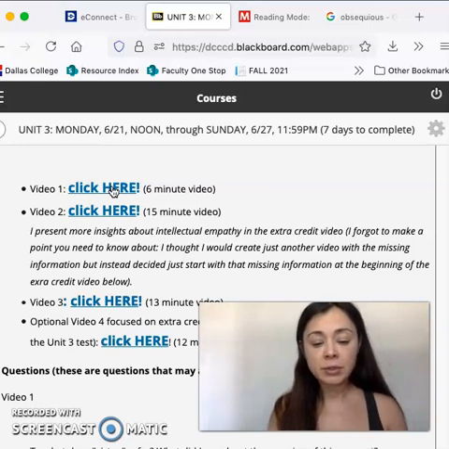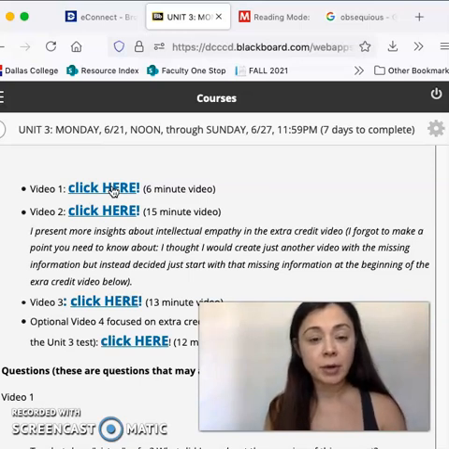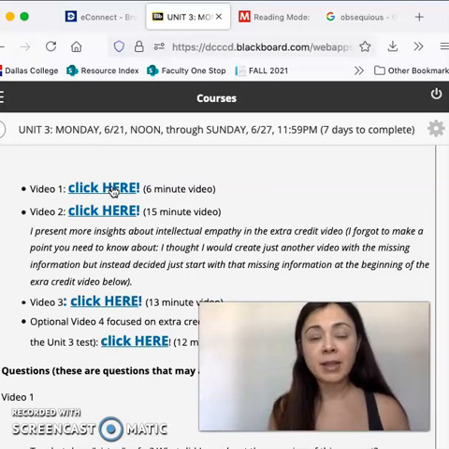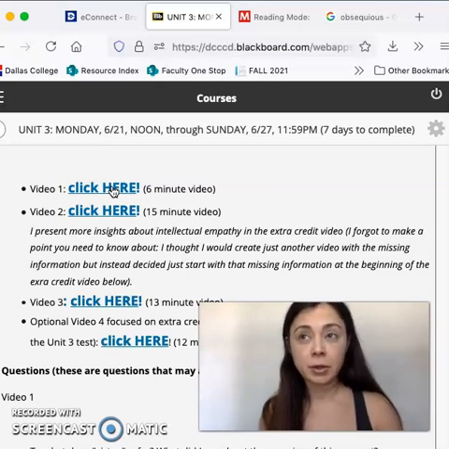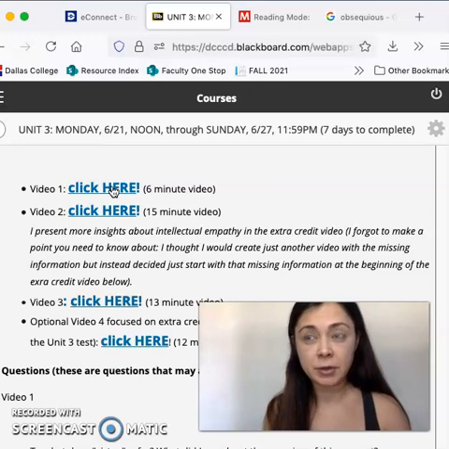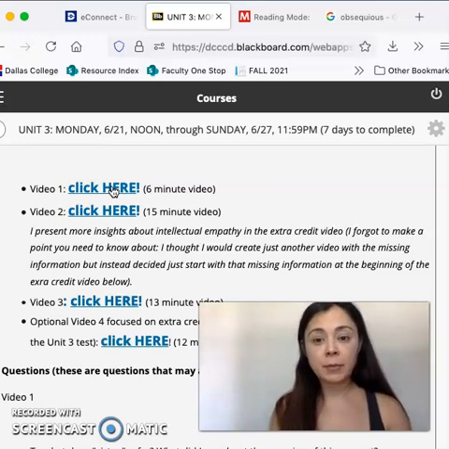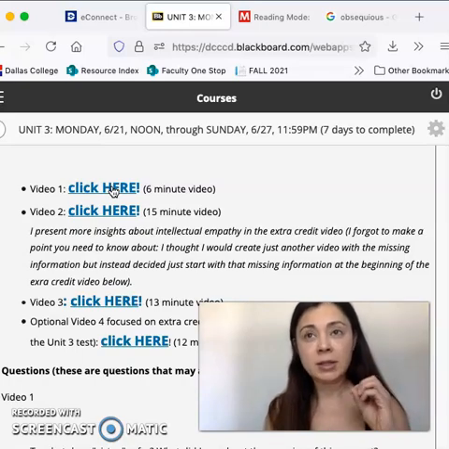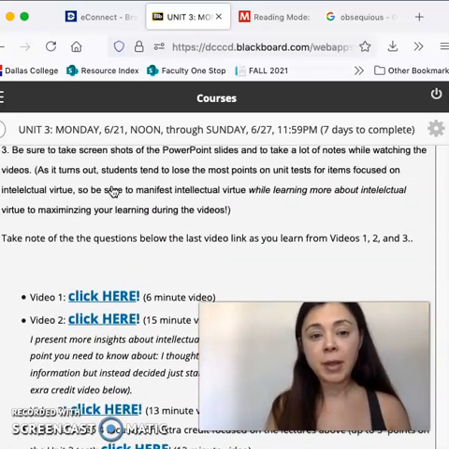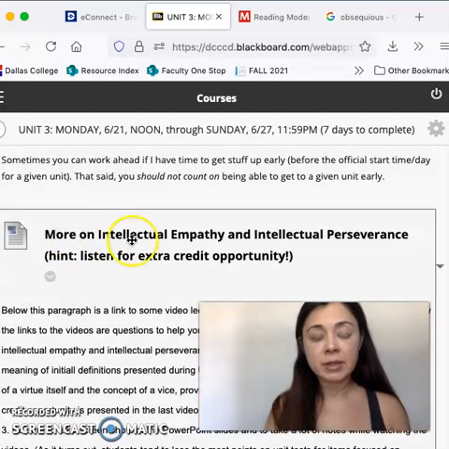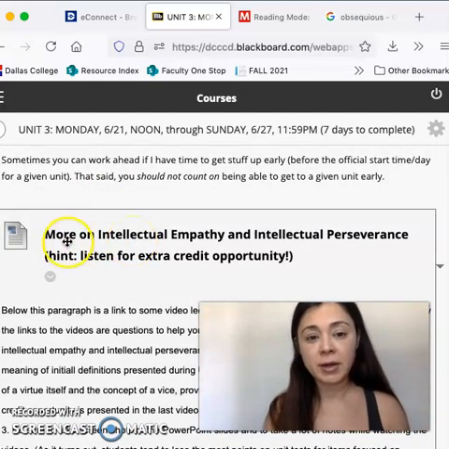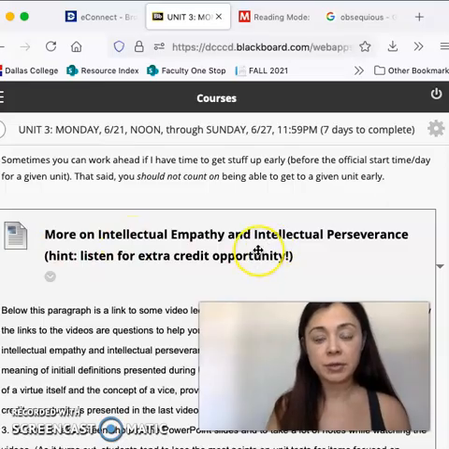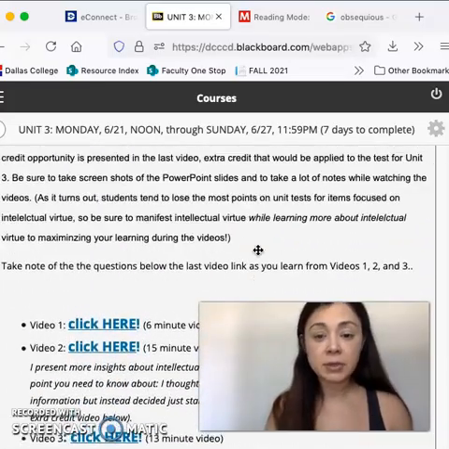Now, when it comes to Unit 3, I did decide to make elements or components or tasks available early. That said, the first thing I made available early was the SmartBook task for Unit 3. So if you're a student who tends to be ahead of the game and you do assignments as soon as they become available, you might not have seen this component of Unit 3 right here, where I say more on intellectual empathy and intellectual perseverance, because it was not ready yet.